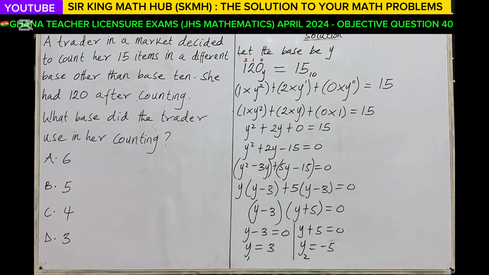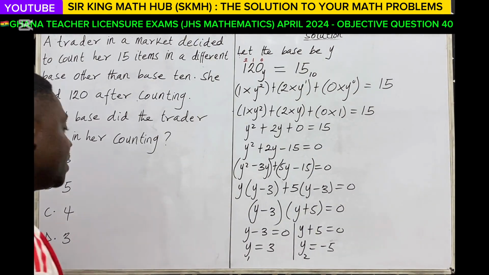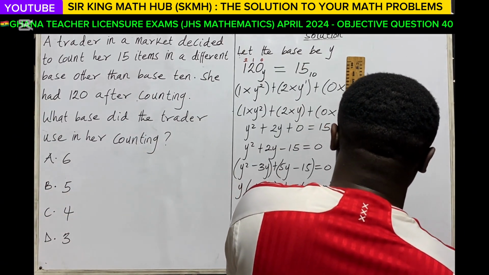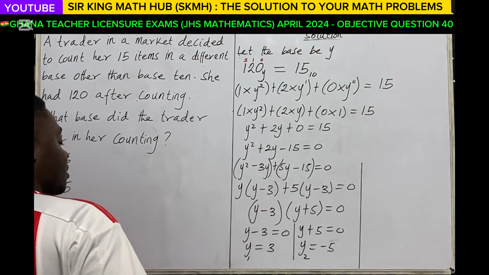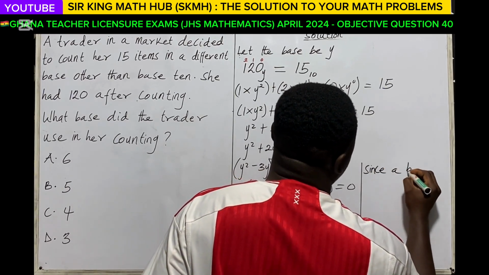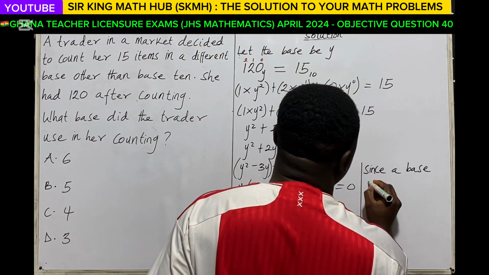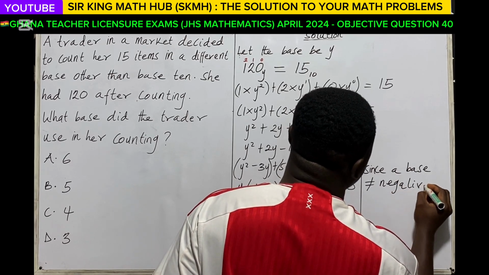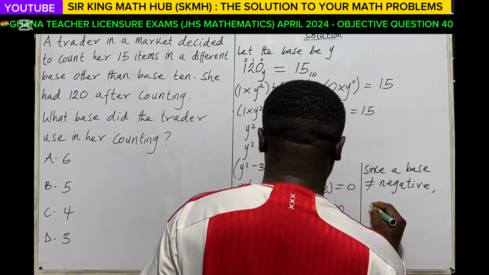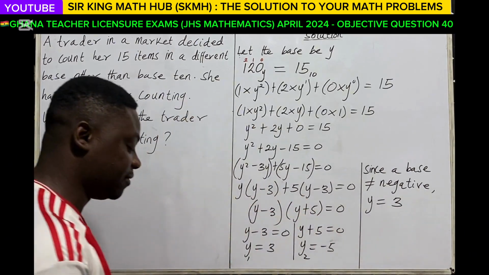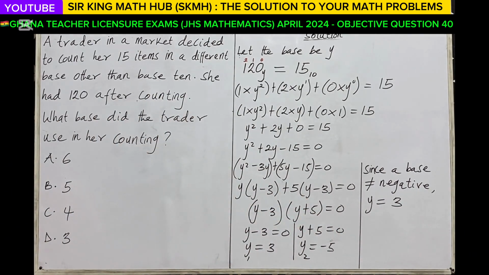Remember, we are looking for the base, and we know that a base can never be negative. A base can never be negative. So since a base cannot be negative, it means that y is equal to positive 3. So the counting was done in base 3.